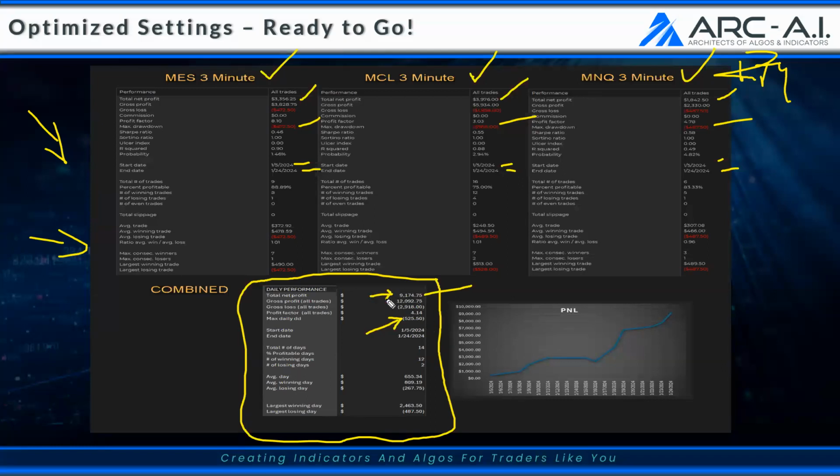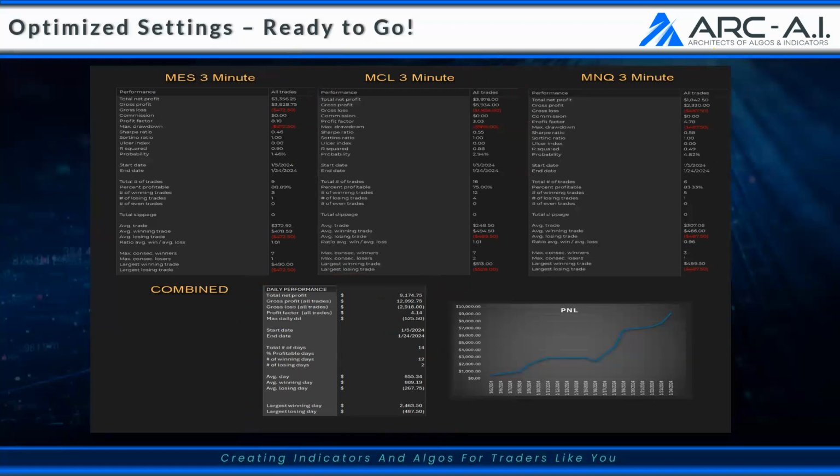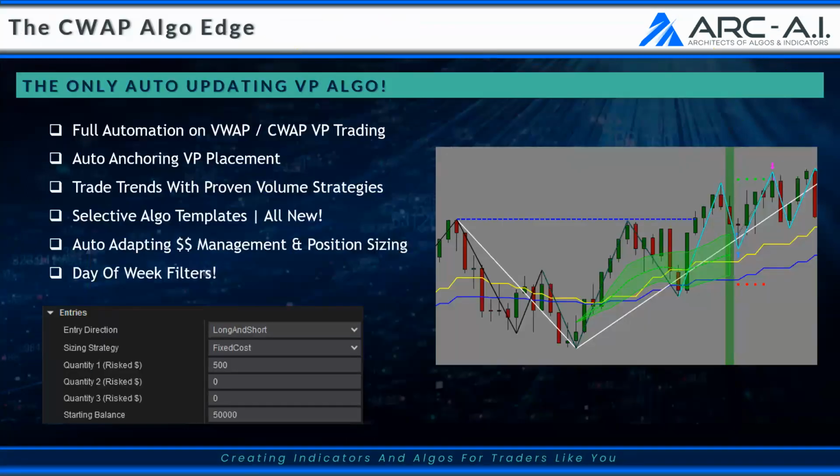Oh, but you made 9,000 bucks, risking 500 bucks a trade across 3 different markets. What does your P&L graph look like? Well, it looks like that, day to day. Pretty solid. I'm just telling you, that's how I would do it.